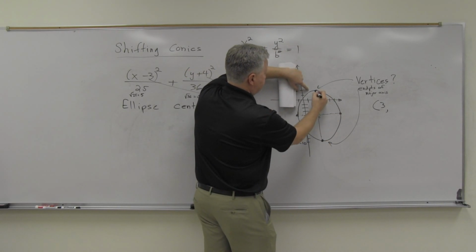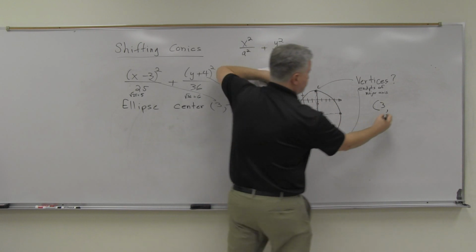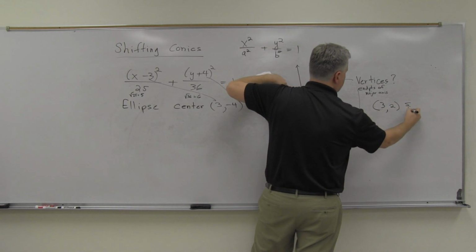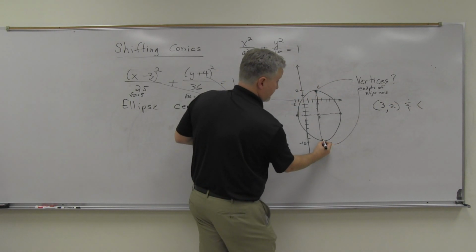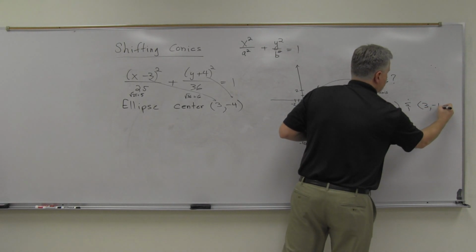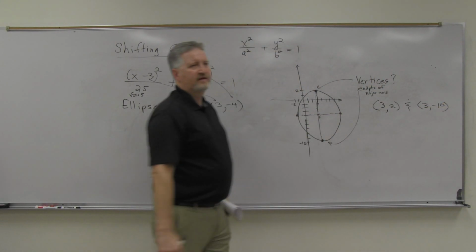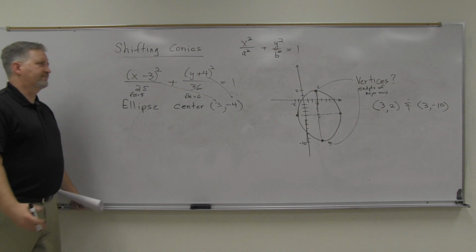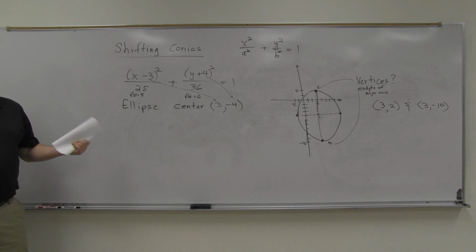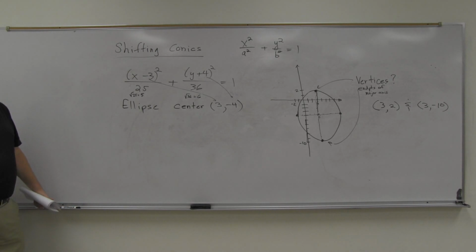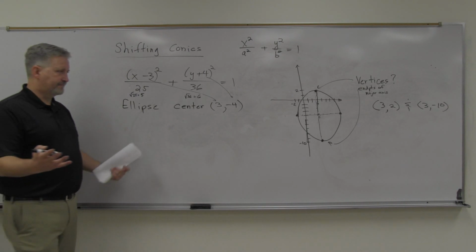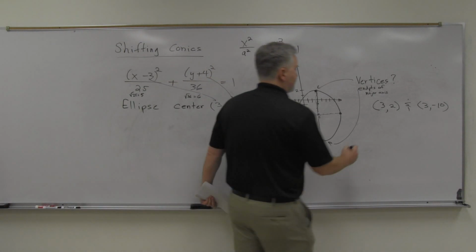But let's start with this one. That point is 3, 2. And then 3, 10. And then the point down here, 3, -10. The other two, they're not given a special name. They're just endpoints of the minor axis, the shorter axis. But the other feature is the foci.